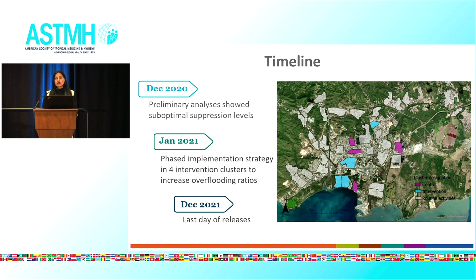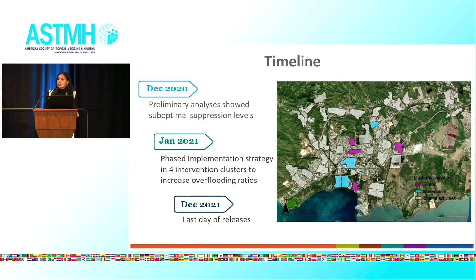In December 2020, preliminary analysis showed that suppression levels were suboptimal. It was decided to start a phased implementation, starting with 4 intervention clusters, to be able to increase the overflooding ratios in these clusters. These are the ratios of male mosquitoes with Wolbachia to wild male mosquitoes, with the intention to then move to the next 4 clusters and so on. Releases occur in these 4 clusters, with 4 clusters as controls, for about 12 months, and we do not expand to additional clusters, and we will see the results.